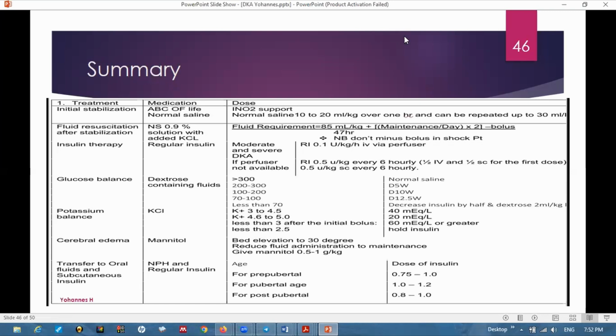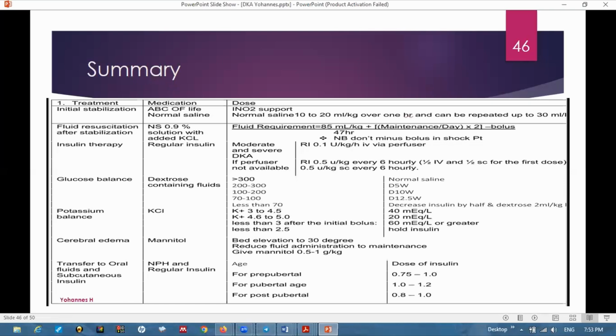If the perfusor is not available, we can use 0.5 international unit per kg every 6 hours. The initial dose can be half IV slowly over 10 to 15 minutes and half subcutaneous with the first dose, or we can also give it IM with the first dose. The other important point is that we need to change the fluid.